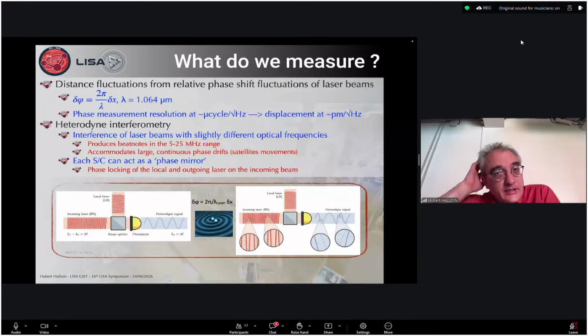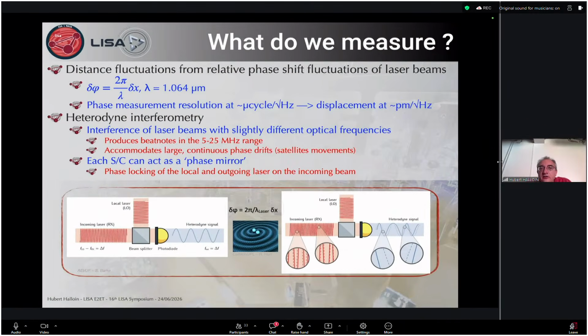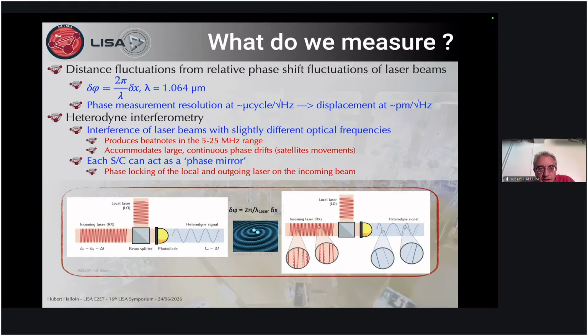So what do we measure actually? In an interferometer, what we measure is a phase shift that can be converted into distance fluctuation. The phase measurement resolution should be at a microcycle per root hertz, so that we can have a displacement noise at a picometer per root hertz level. This is done using heterodyne interferometry. It means that we are interfering laser beams with slightly different optical frequencies. The beat note lies within the 5 to 25 megahertz range, and this allows us to accommodate large continuous phase drifts, mostly due to the satellite movements.